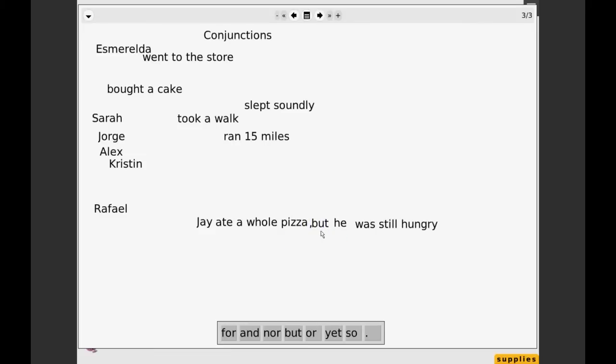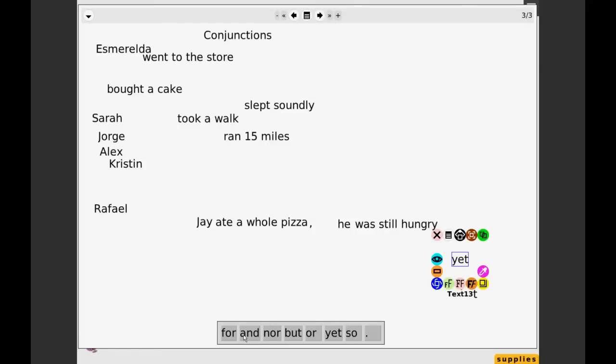Now, this but lets us know that we don't expect him to still be hungry, because he just ate a whole pizza. So he should not be hungry. He should be pretty well done, but he's still hungry. We could use the word yet as well, because yet means just about the same thing as but. And that still makes perfect sense.